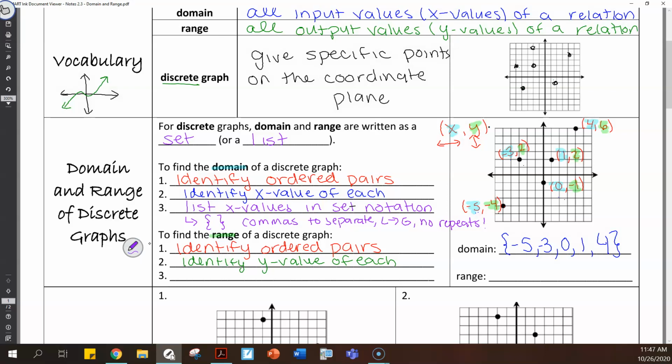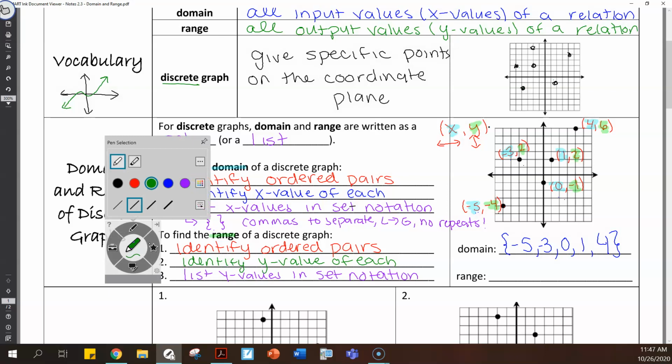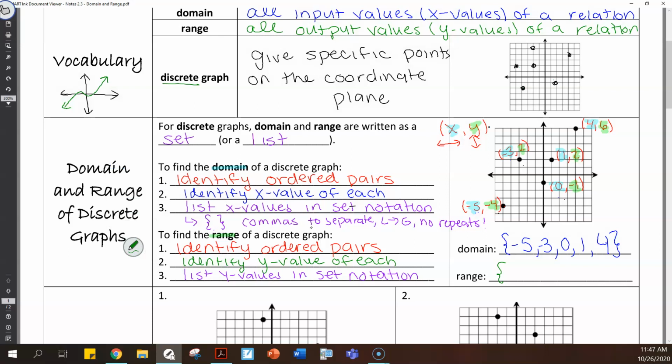Then my last step is going to be to list these values in set notation. Remember, when we use set notation, we want those curly brackets around. So I'm going to start with those. They don't have to be beautiful, they just have to be there. I'm going to use commas to separate my values. And then I'm going to list these least to greatest, and I'm going to make sure I don't repeat. So my least value in this case is -4. So I'm going to put a comma to separate that from the next one. My next least value is -1.